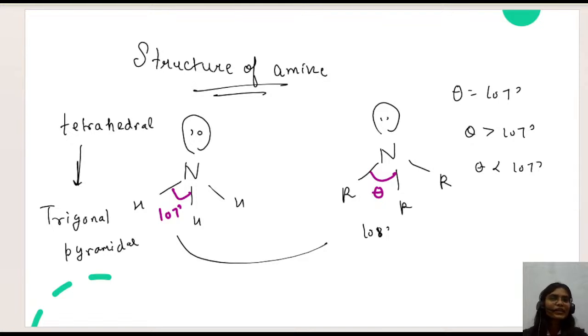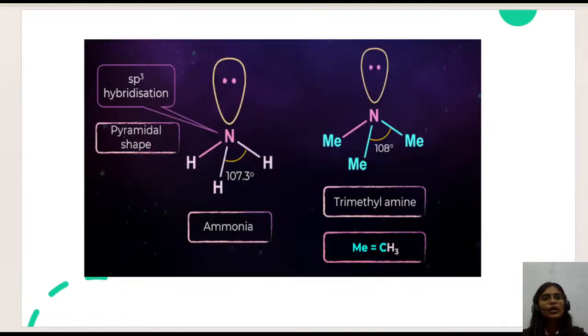So let's go back to what we were discussing, the structure part, right? Yes, back here. Look at the angle change now. If you are observing, 107.3 becomes 108, ammonia, and this is tertiary. It can be methyl ether or any group can be there. Okay, so this is all for the first point, that is the structure part there.